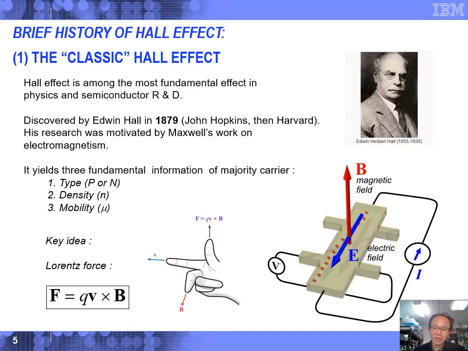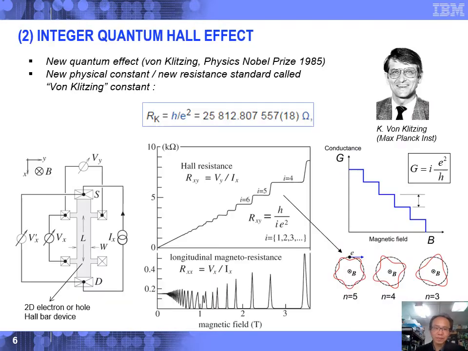So to understand this Hall effect is pretty simple. You just need to recall what you learned from Physics 101, which is the Lorentz force. So when you have a flow of charge along the electric field E, and you have a perpendicular magnetic field B, the charge carrier will get deflected towards one side, and you could measure this deflection as the Hall voltage.